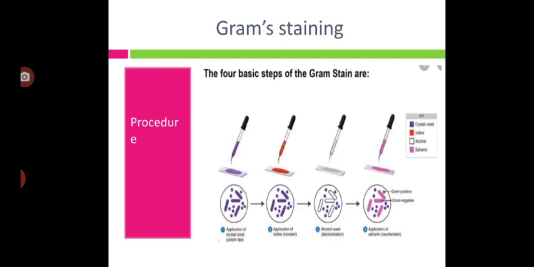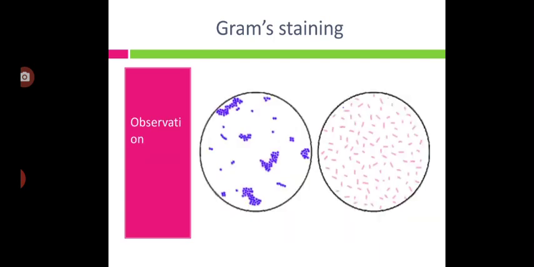After the smear has dried properly, you can proceed to observation under the microscope by placing 1 drop of oil immersion and then observing under the 100x oil immersion objective lens.